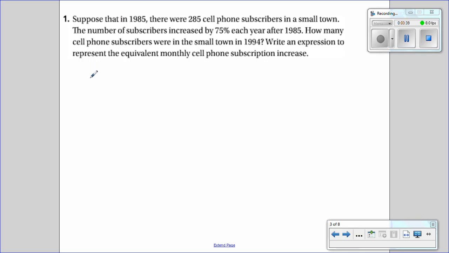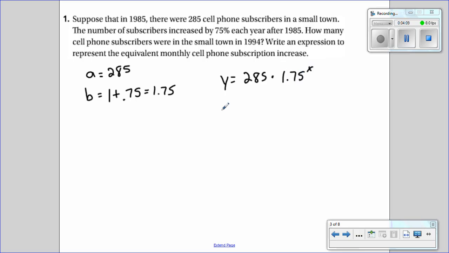Okay. So again, we need an a and a b. a is our initial. In 1985, that's the beginning, there were 285 cell phone subscribers in small towns. It increased at 75%, so that's 0.75. So our growth factor is 1.75, which means that our equation is 285 times 1.75 to the x.